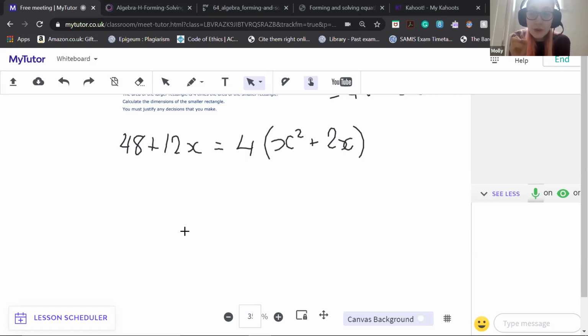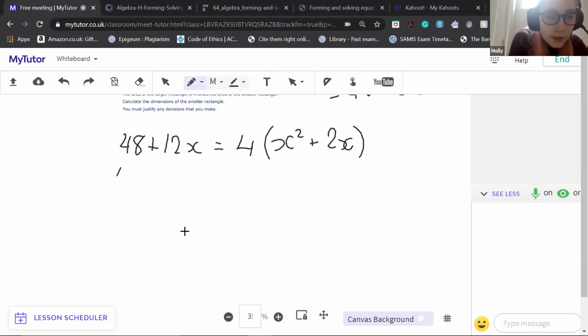So the key thing with quadratics is that what we want to get is everything on the left-hand side equals 0, and we'll see why in a bit. So let's start by expanding out the brackets on the right. Remember I said that when you see brackets, great idea to expand. So 48 plus 12x equals 4x squared plus 8x.